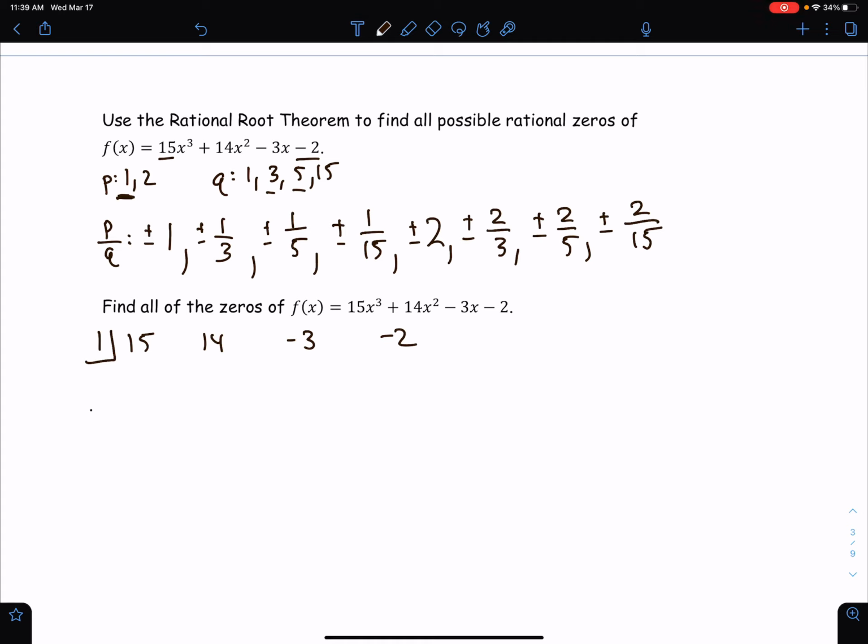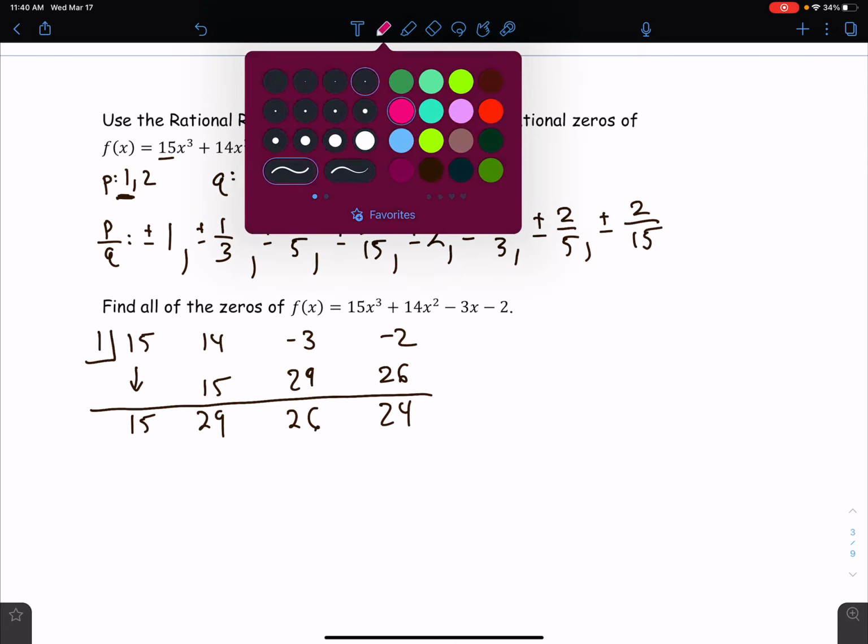So we're going to synthetically divide here. And why do we synthetically divide here? Well, I want to see if it's an actual zero. I know it's a potential zero. I don't know if it's an actual zero. So, if it is a 0, the remainder is going to be 0. So I bring down the 15. 15 times 1, 15. Add, get 29. Then we get 26. 26. That is not a 0. So we know we can't use 1.